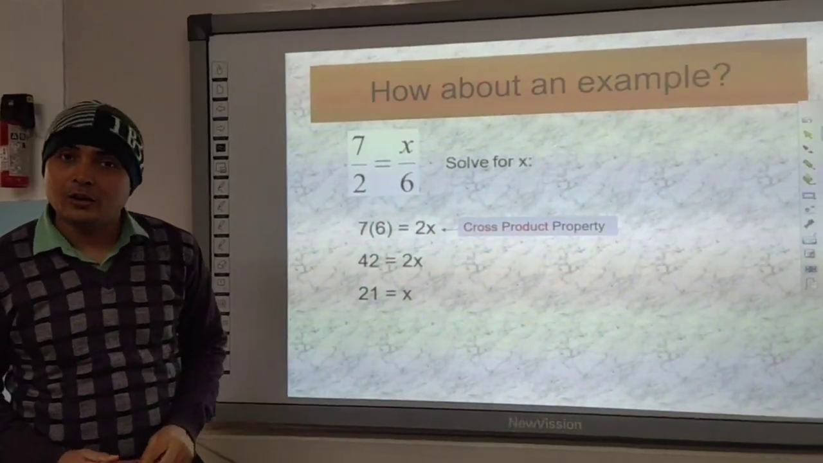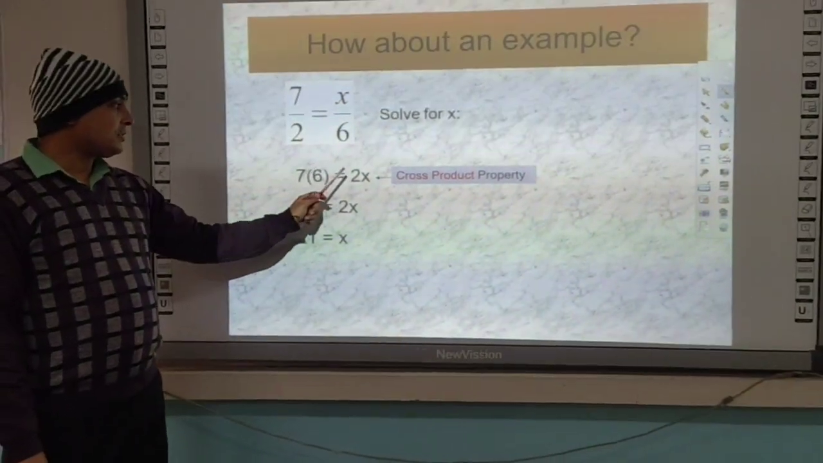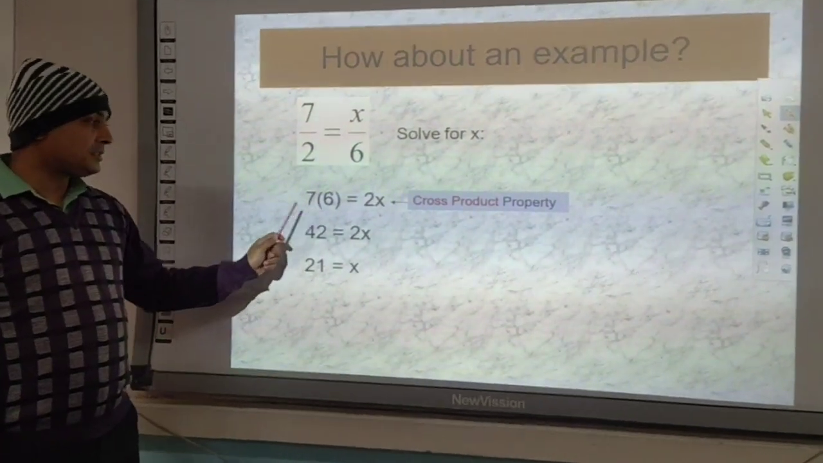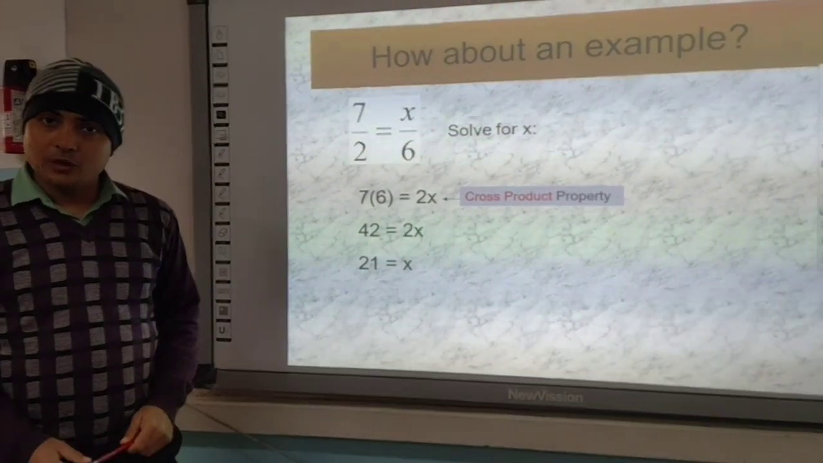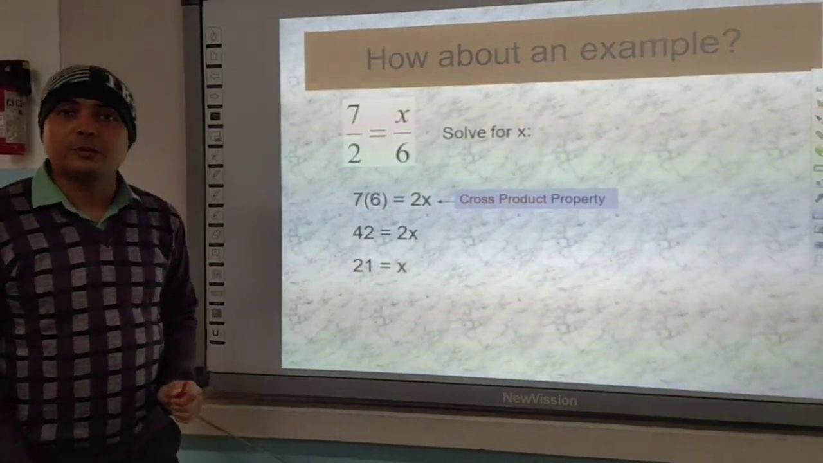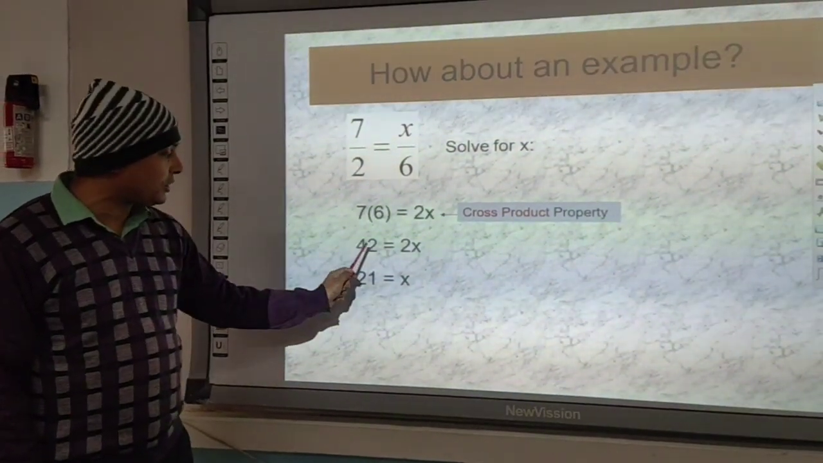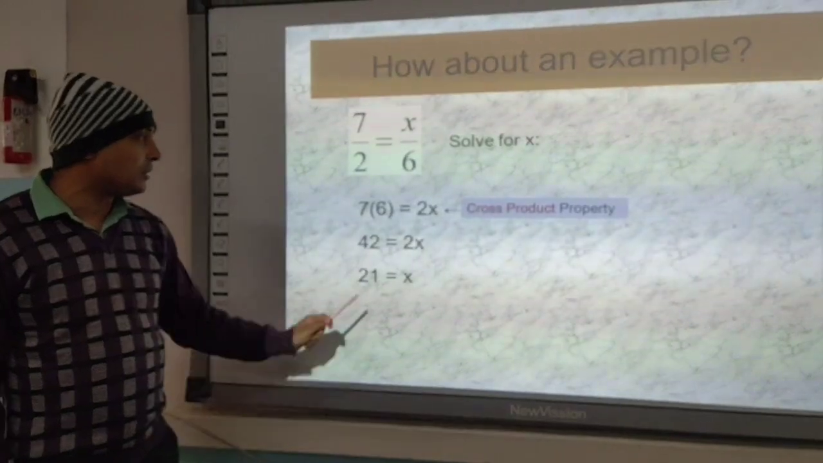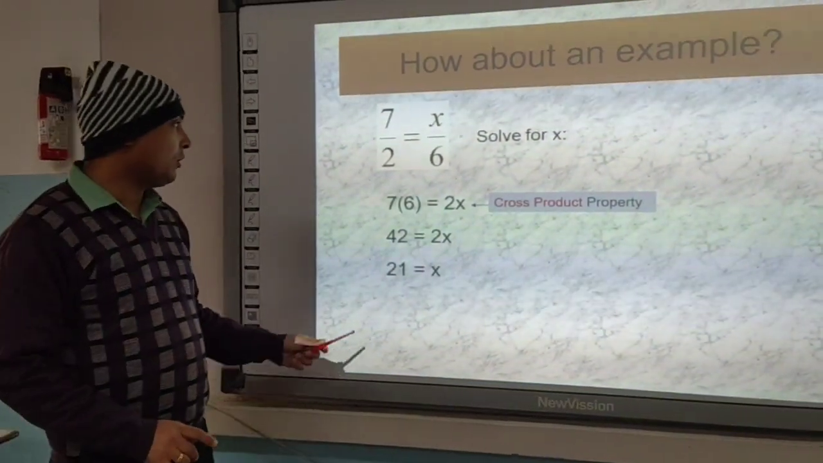Now we need the value of x. So we will divide both sides by 2. When you divide 2x by 2, x will remain. When you divide 42 by 2, it will be 21. So with the help of this proportion property, we got the value of x.